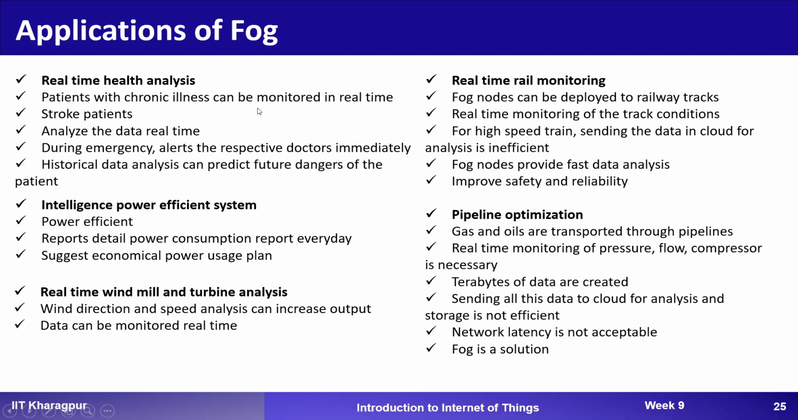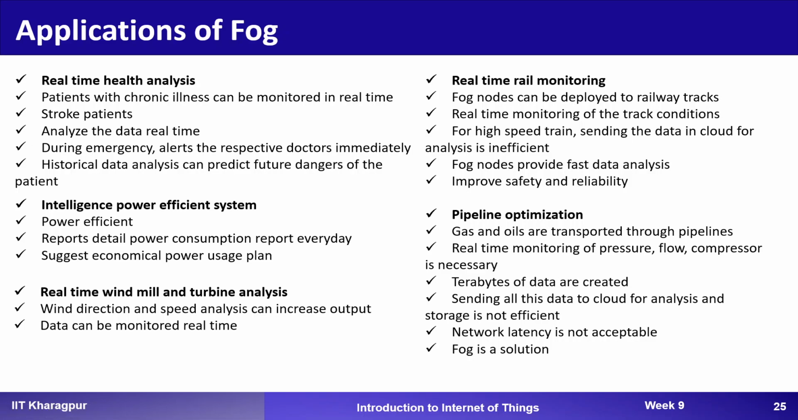Now, the applications of fog. Fog computing is useful in real-time health analysis. A patient with chronic illness can be monitored in real time. The stroke patient's data can be analyzed in real time. During emergency alerts, fog computing is responsible for alerting the respective doctors immediately. Last one is historical data analysis, which can be used in fog computing to predict the future danger of the patient.